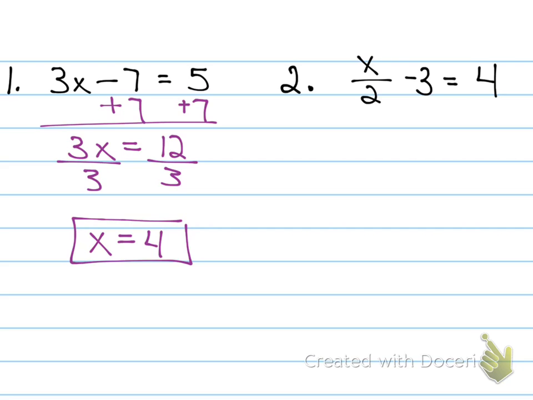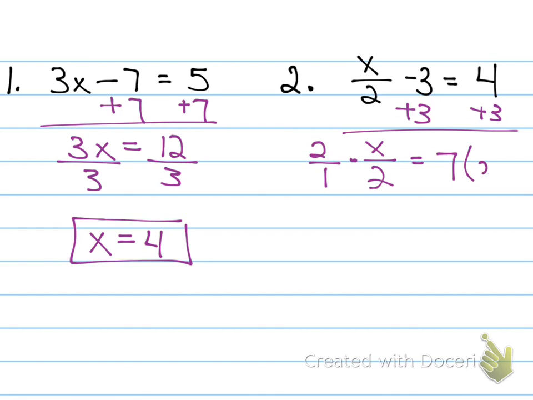All right, number 2, what do you do first? You add what? 3. Add 3 to both sides. Now it's x over 2 equals 7, so how do I get x by itself? You multiply by the reciprocal. 2 over 1, x equals 14. Did you get them right?